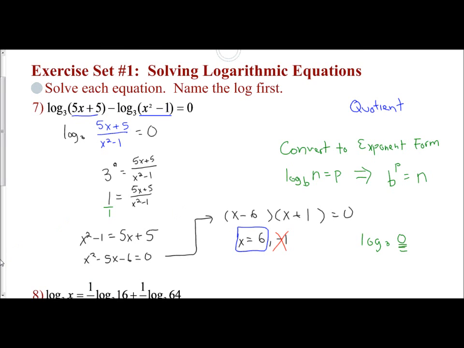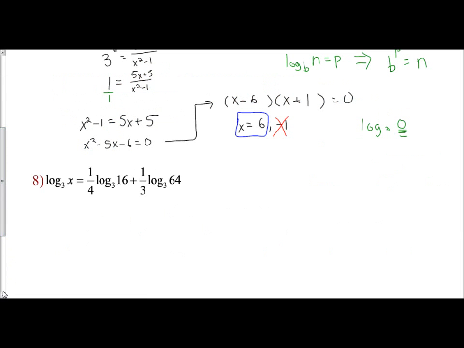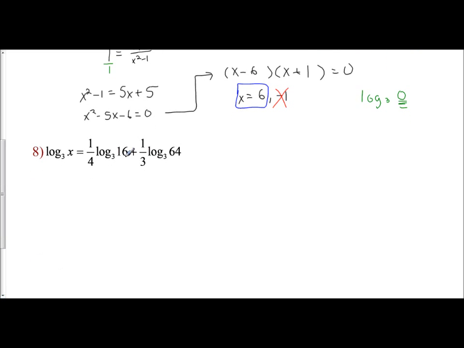Let's try example 8. If I have log base 3 of x equals 1/4 log base 3 of 16 plus 1/3 log base 3 of 64, how am I going to solve this? Well, the left side is completely simplified, log base 3 of x. However, on the right side, I notice I am multiplying my log, which means you're multiplying exponents, which is your power rule. Same thing over here. I'm multiplying a log, which means I'm applying my power rule.